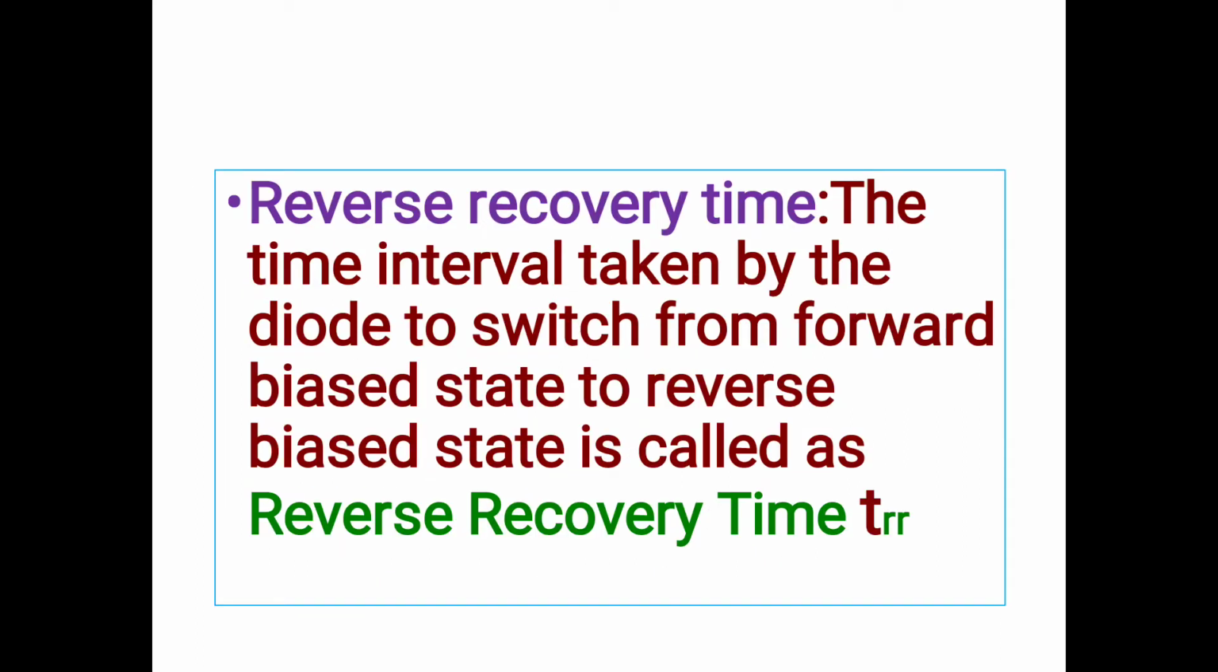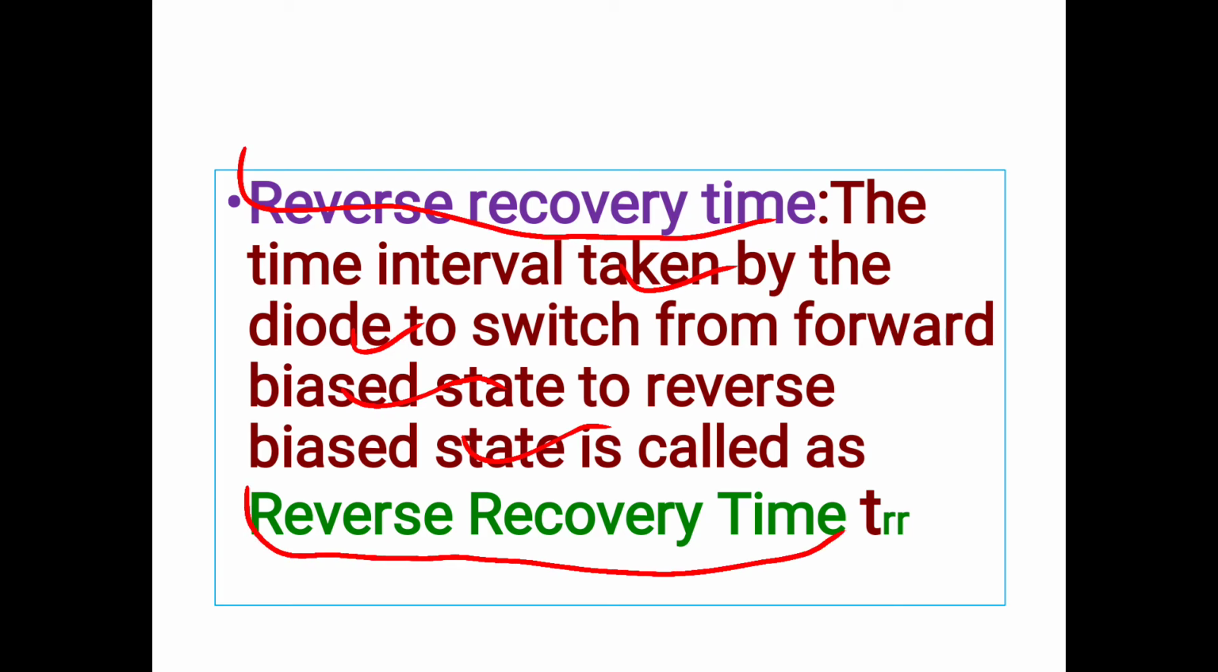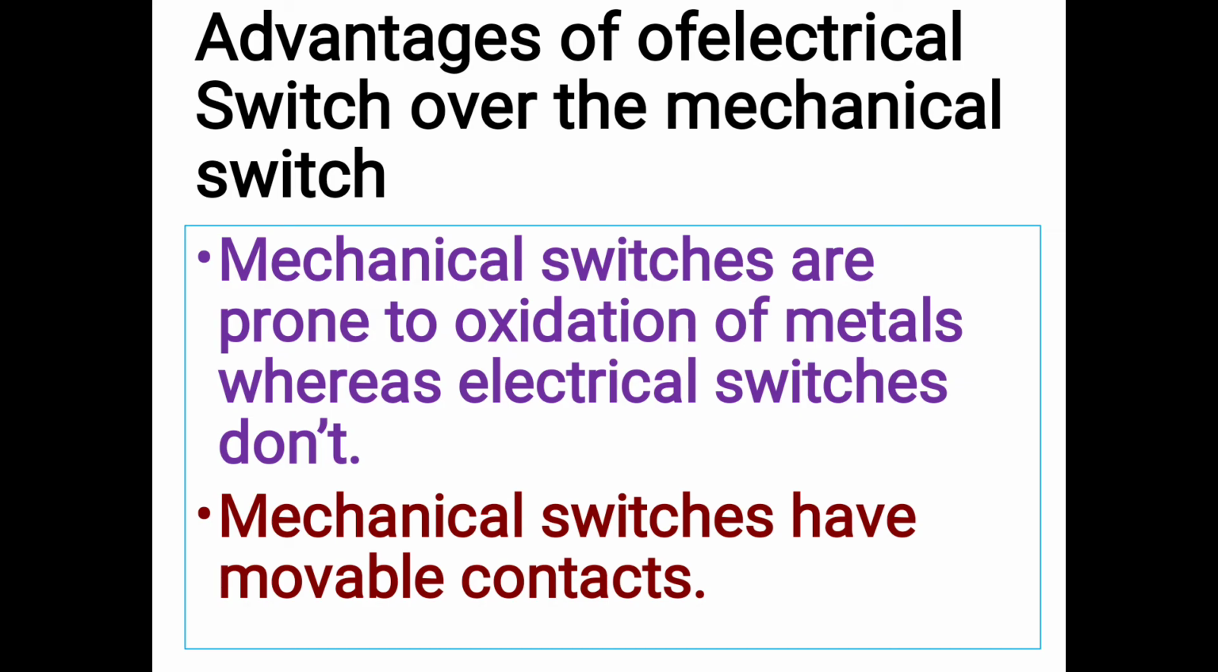And now the reverse recovery time: the time interval taken by the diode to switch from the forward biased state to the reverse biased state is called reverse recovery time, and it is represented by small t subscript r. Now we will study the advantages of the electrical switches over the mechanical switch. Following are some points which are the advantages of the electrical switches over the mechanical switch.